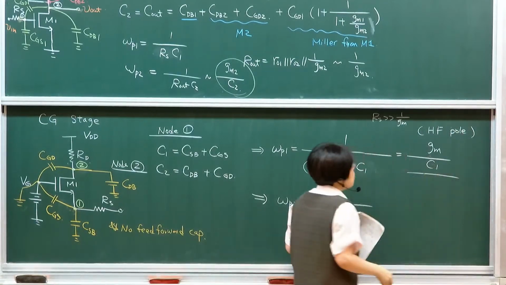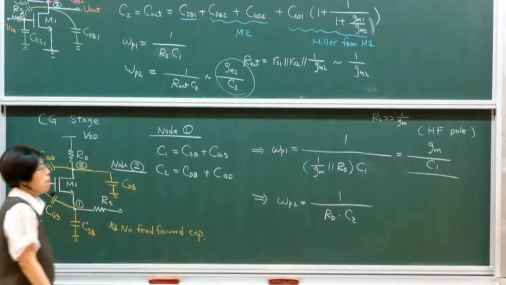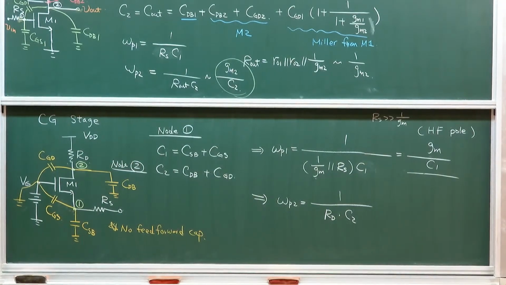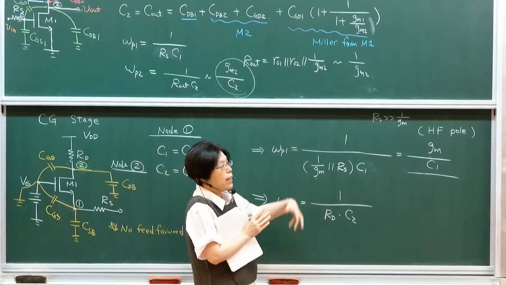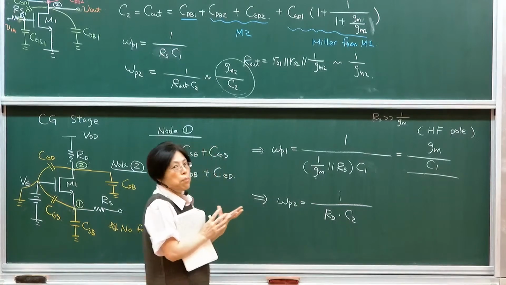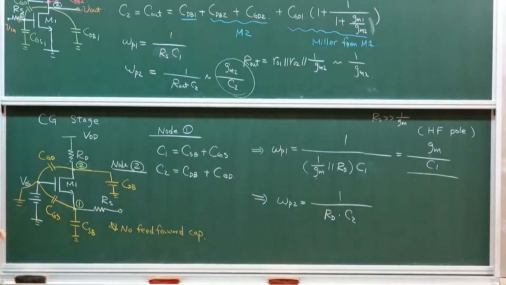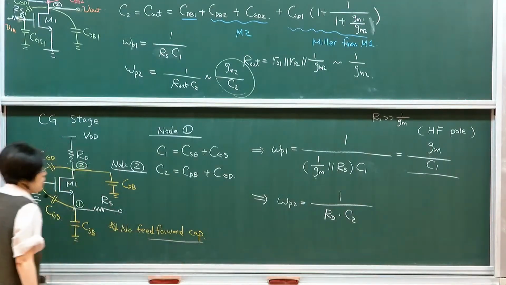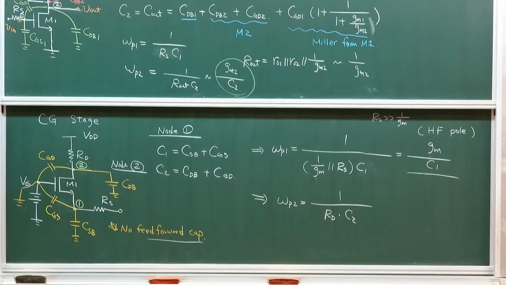Anytime you see GM, it's a high-frequency pole. So you already have a very high-frequency pole. That means this is typically where you set your bandwidth. So you actually have an overall better frequency response circuit if you're using a common gate stage. And this is mainly because of this effect: no feed-forward capacitance. Okay?